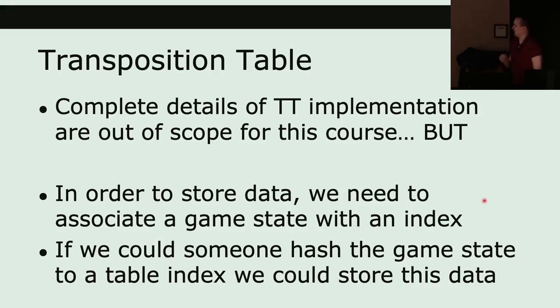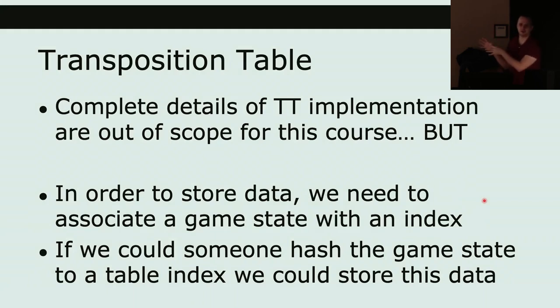In order to store that data, how am I going to store it, right? In order to store the data, we need to be able to associate a game state with an index in the table. If we could somehow hash the game state to the table index, then we could store the data, right? Think about a data structure. How do I store this chess state, or this Connect 4 game state? How do I turn that into a lookup address into something?